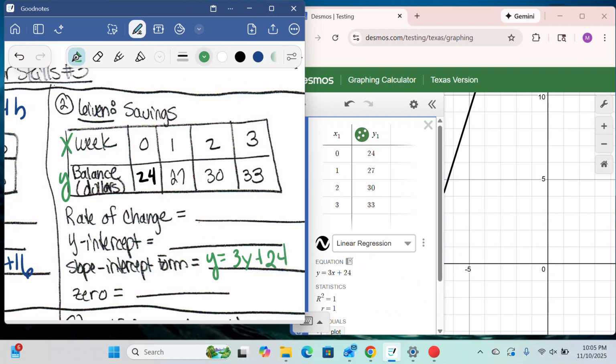I want to find my rate of change, which is another name for slope. My rate of change is the number next to the letter, which is the x. So it is a rate of change of 3. So it is increasing by 3. So it has a positive regression.